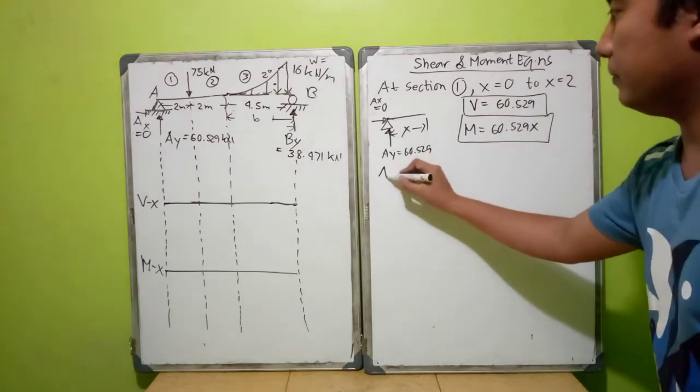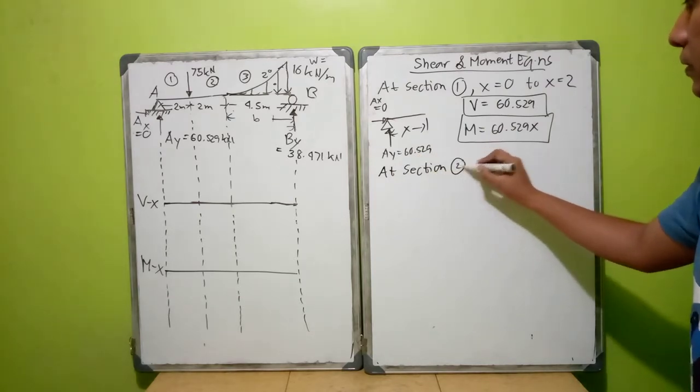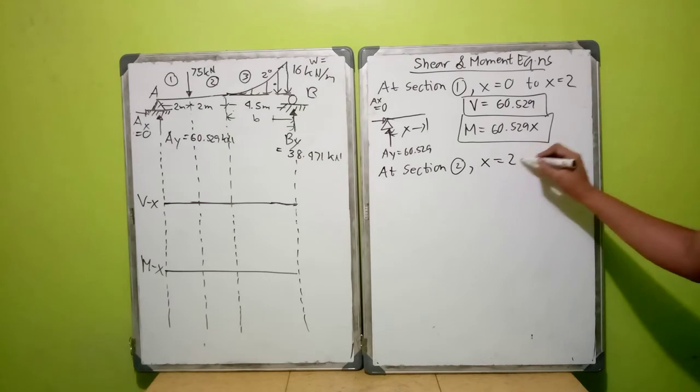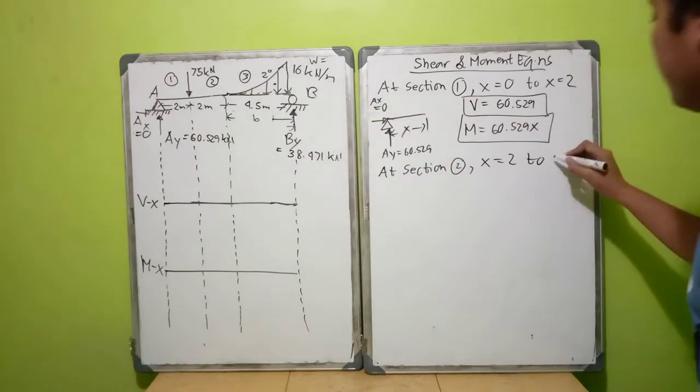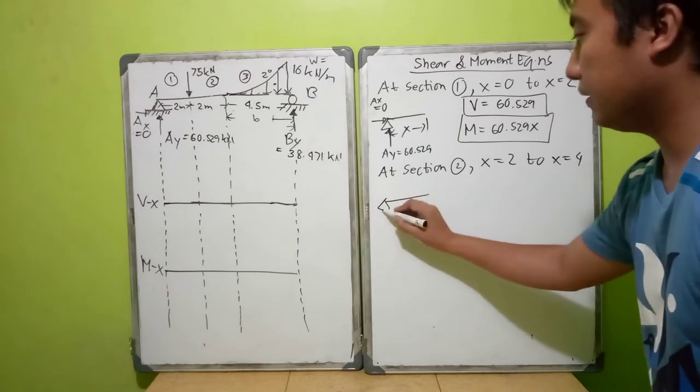And then we have section 2, which is x equal to 2 to x equal to 4. So we have this again.